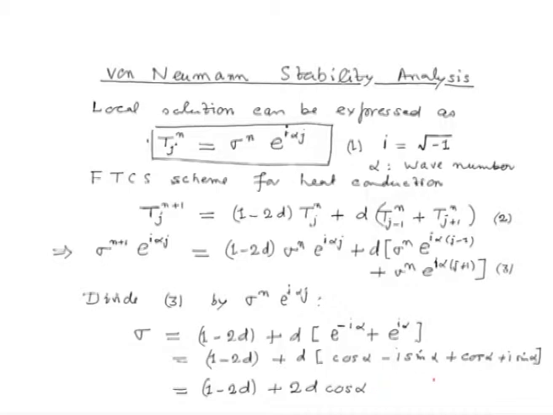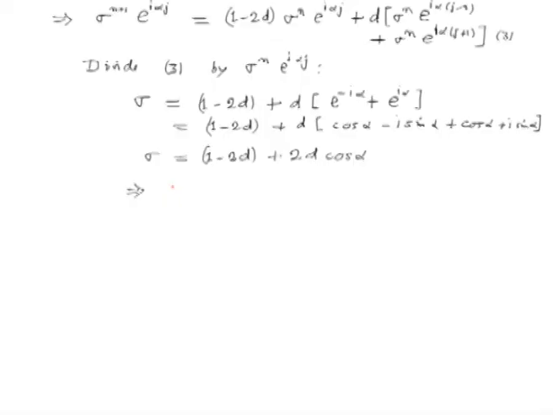The imaginary terms cancel out, or let us rearrange it as sigma is equal to 1 minus 2d into 1 minus cos alpha.